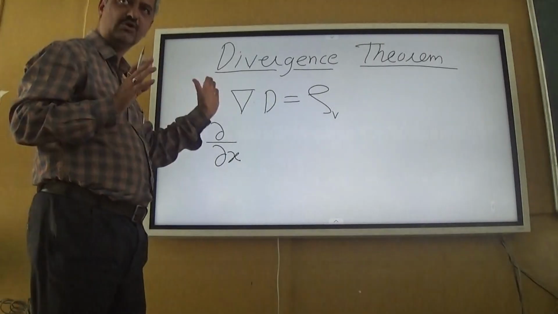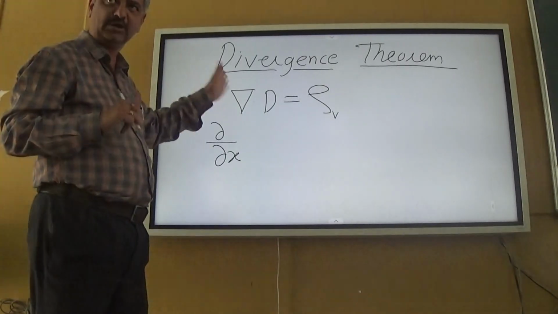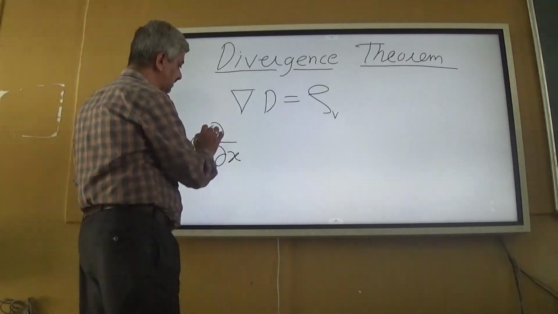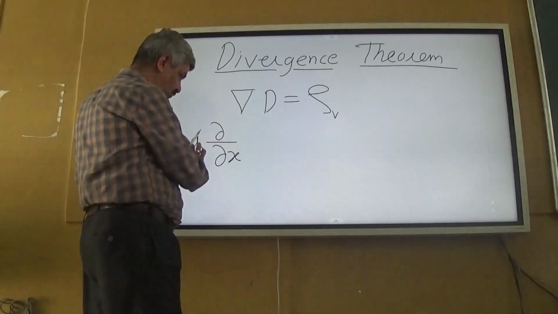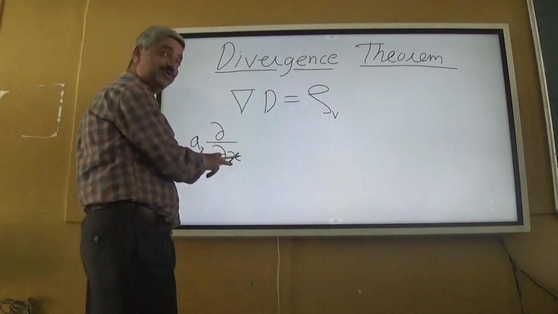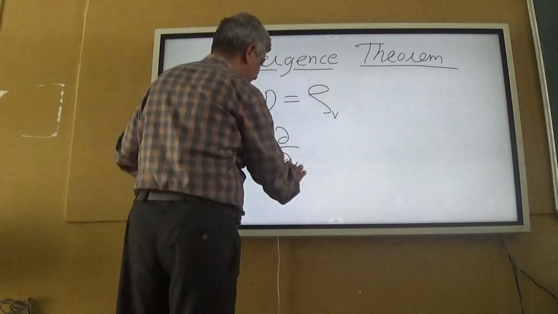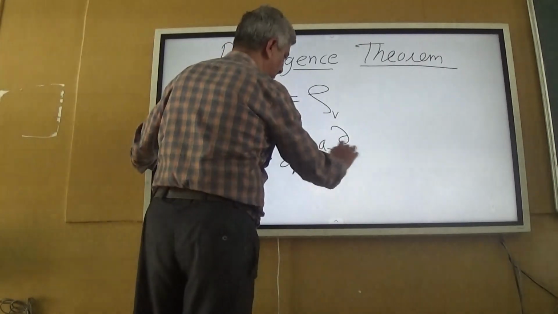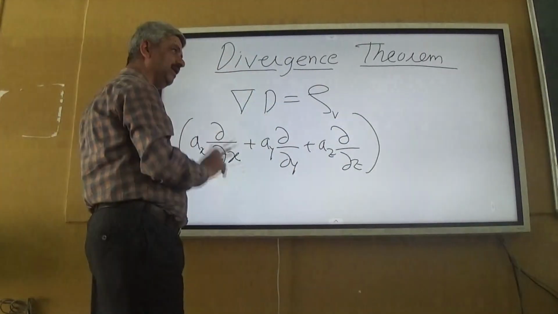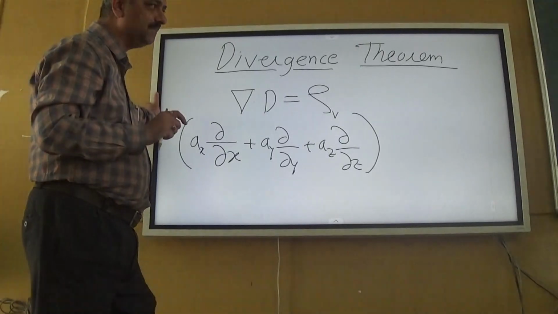It has to work on either a scalar, that is gradient, or a vector in dot product form or cross product form. So it is ax del by del x. Don't write it afterwards, otherwise you will be confused whether it is del x upon x. It's not like that. Plus ay del by del y plus az del by del z. This is a vector.